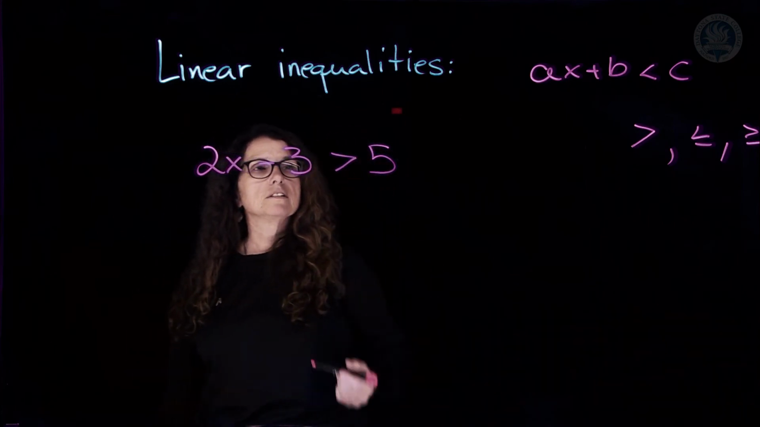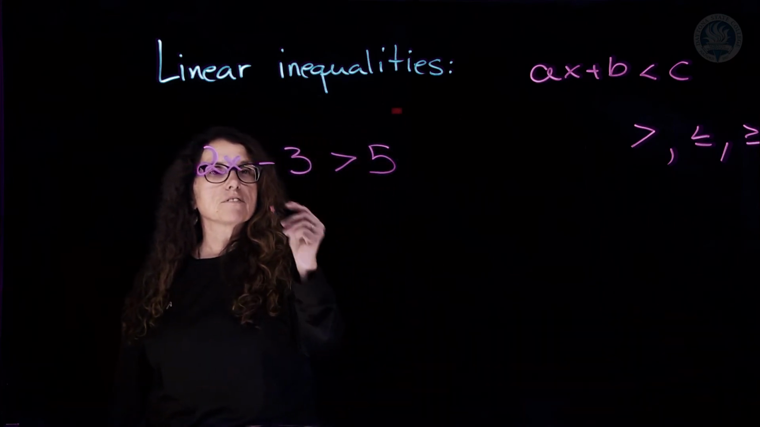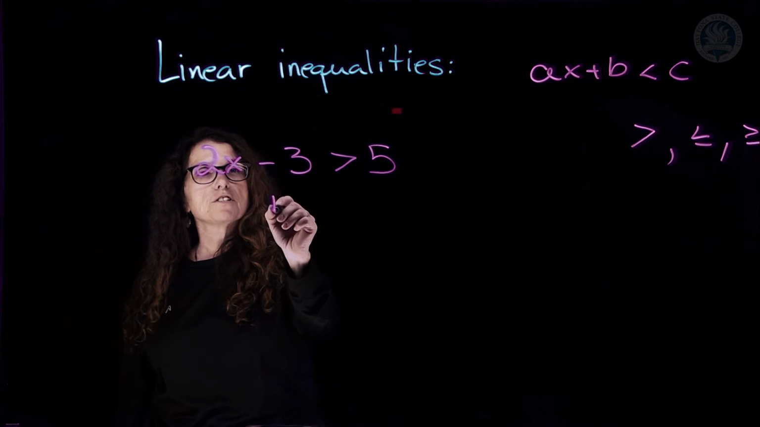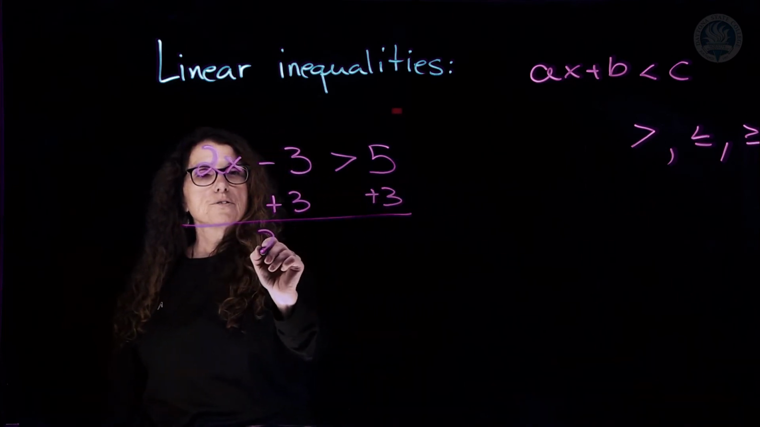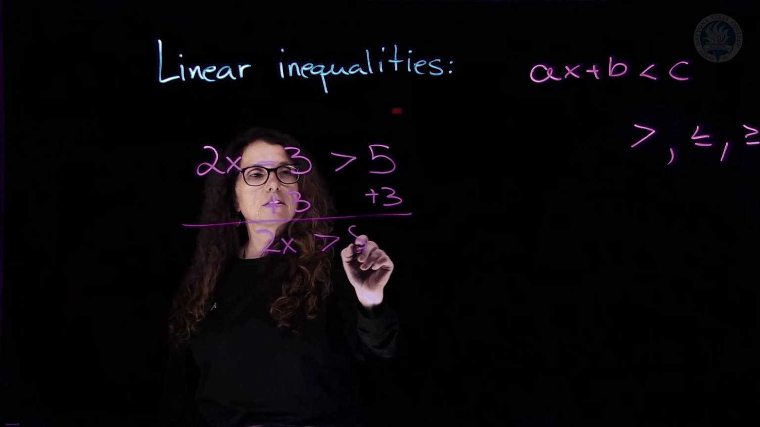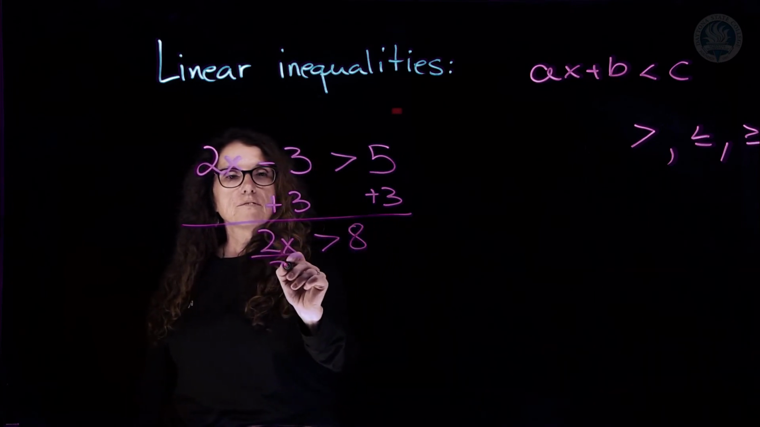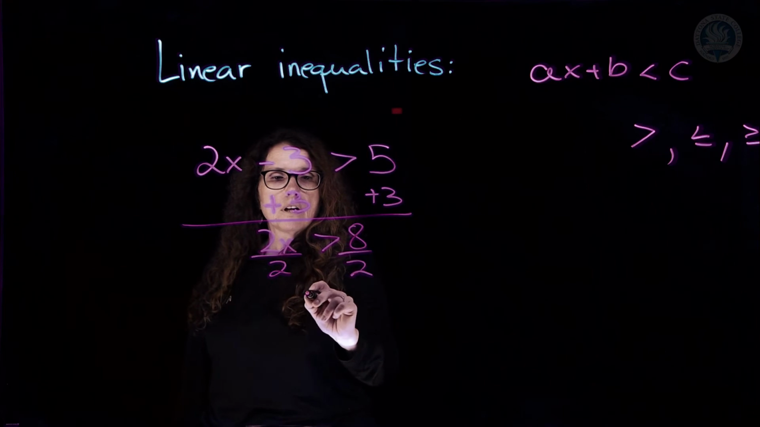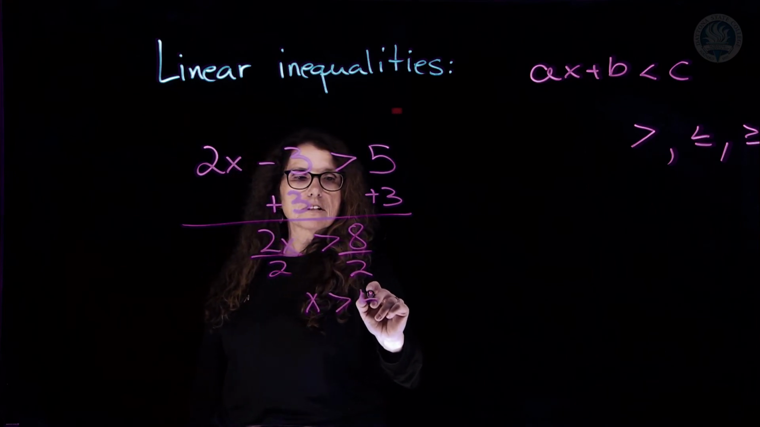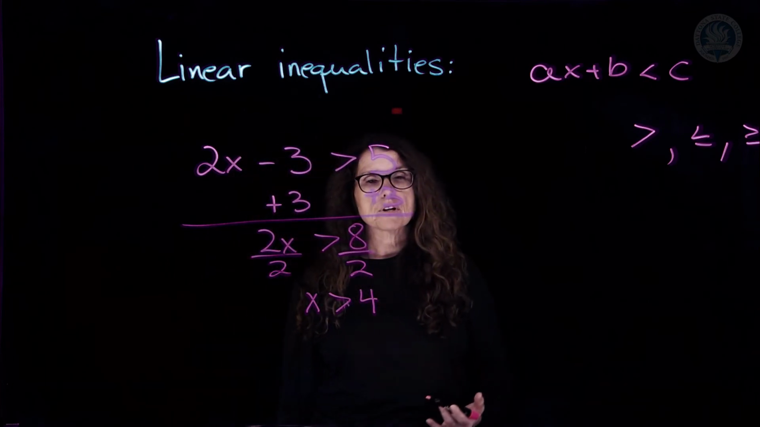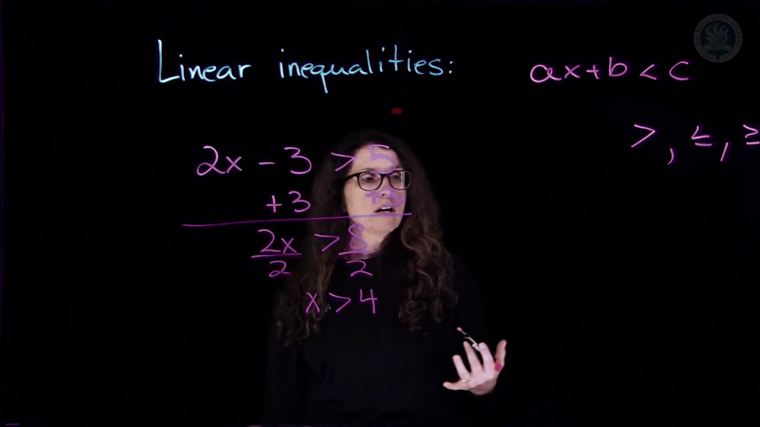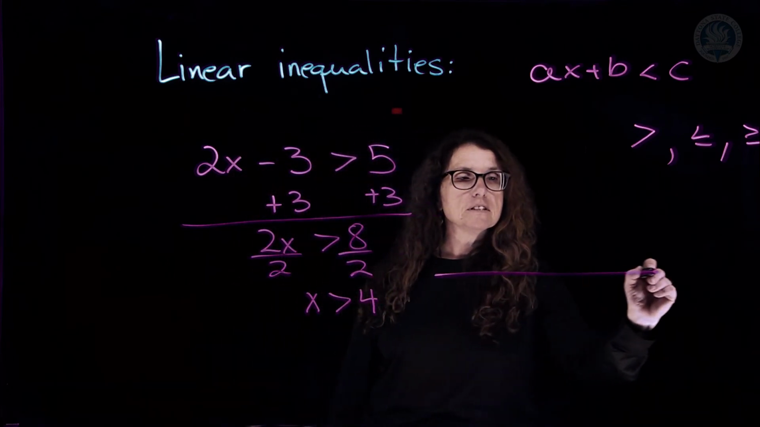This would be a linear inequality. We'll solve it the same way as we solve an equation. We're going to bring the 3 over. 2x is greater than 8, and then divide by 2. x is greater than 4. Now our answer has to come in the form of a graph on the number line.